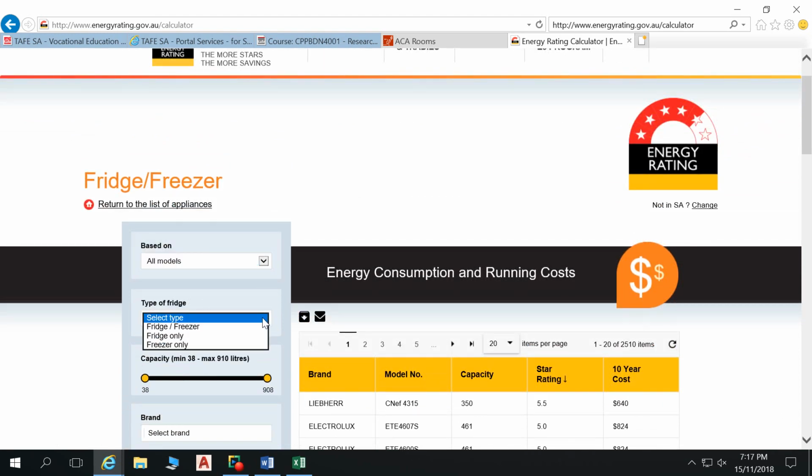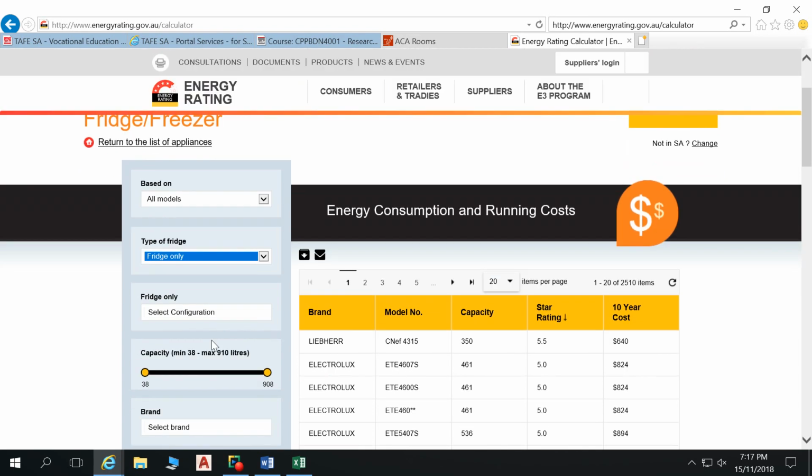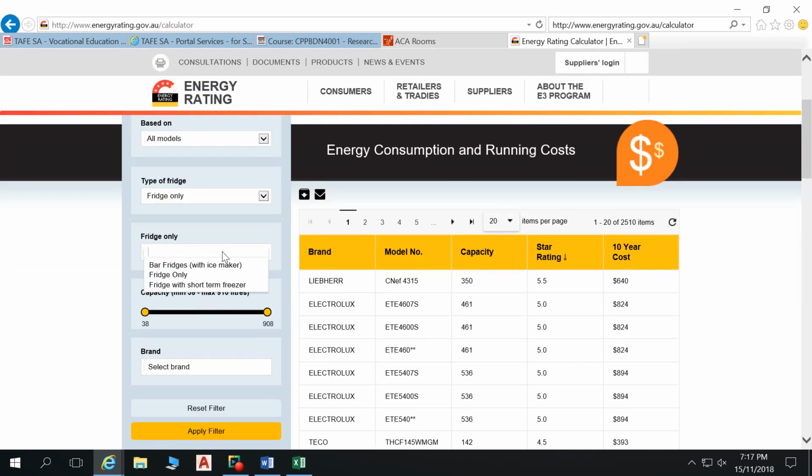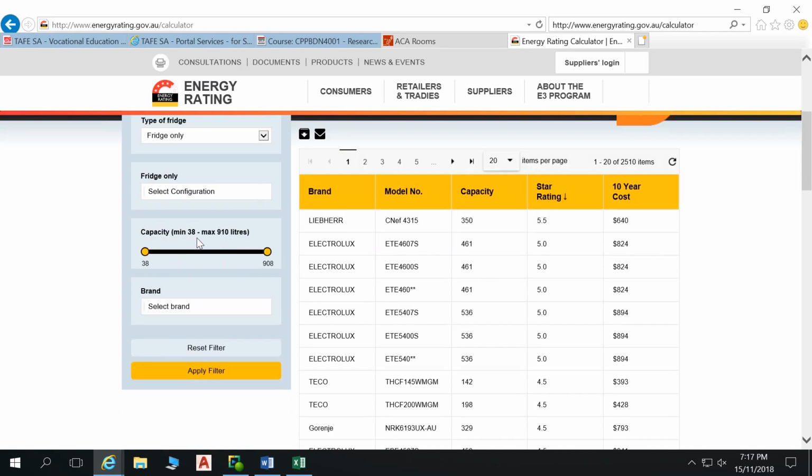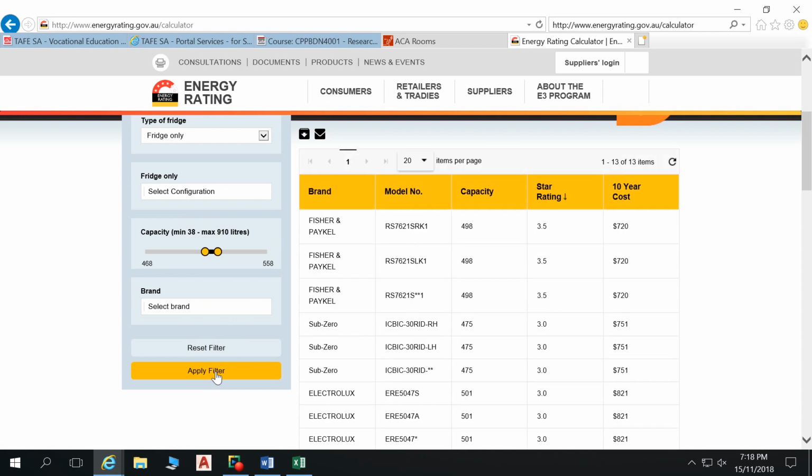But the type of fridge, we want fridge only. We don't want a freezer in this one. So fridge only, and our configuration is going to be fridge only. We'll leave that one blank. Now we were asked to find one around that 500 litres. So our capacity, we can use that sliding bar and bring it to that range. And then we don't care about what brands. Go apply filter.